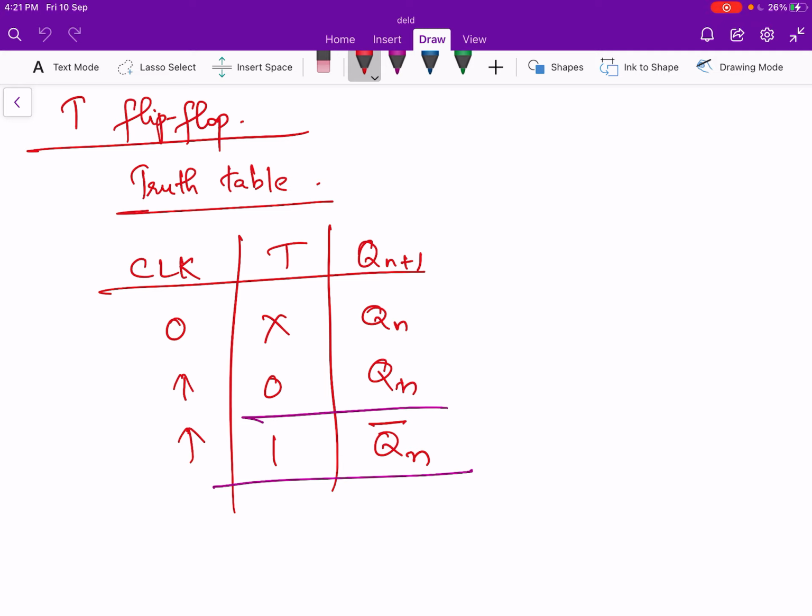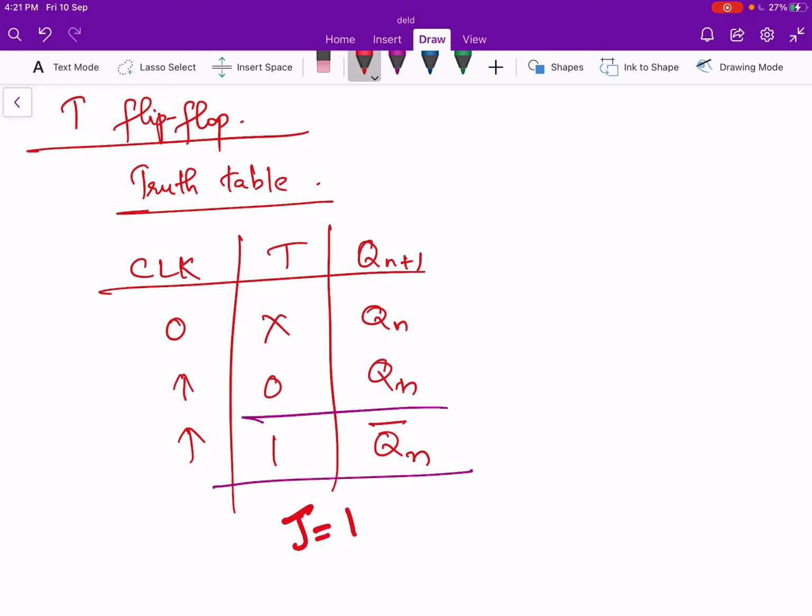Next is when a clock pulse is applied and if T is equal to 0, then Qn plus 1 will be equal to Qn. That is, it will again act as memory. That is, the next state will be equal to the present state. So it will act as memory or it will hold. And next is when the toggle input is 1, that means Qn plus 1 will be equal to Qn bar. Toggle input is 1 means J is equal to 1, K is equal to 1.